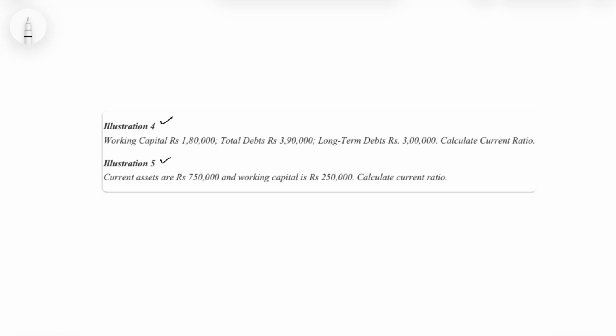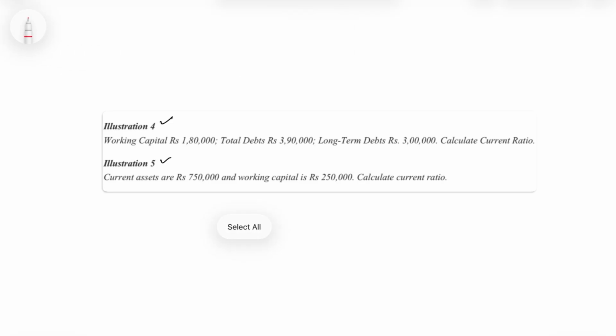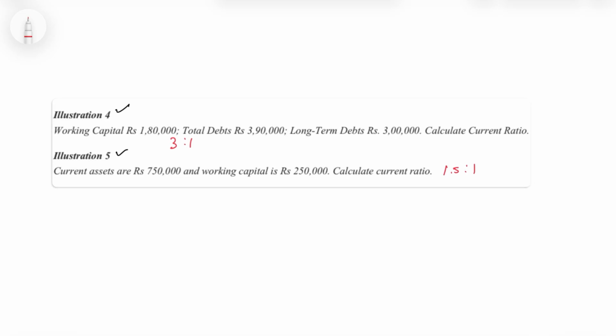So that is it. Now for questions 4 and 5, the current ratio answers are: question 4 is 3 is to 1, and question 5 is 1.5 is to 1. So please try this.